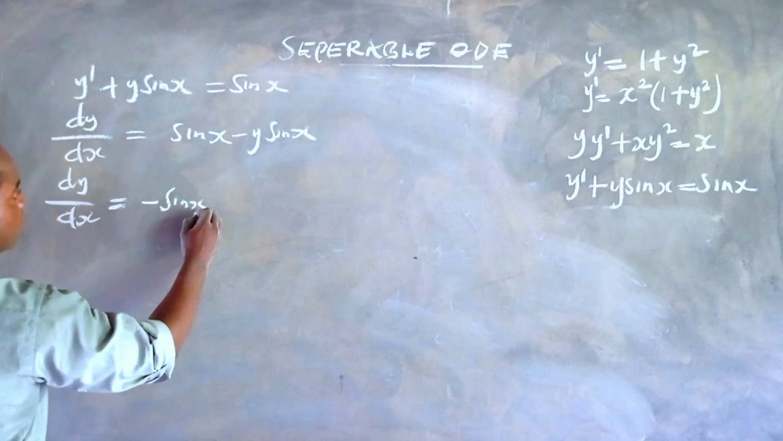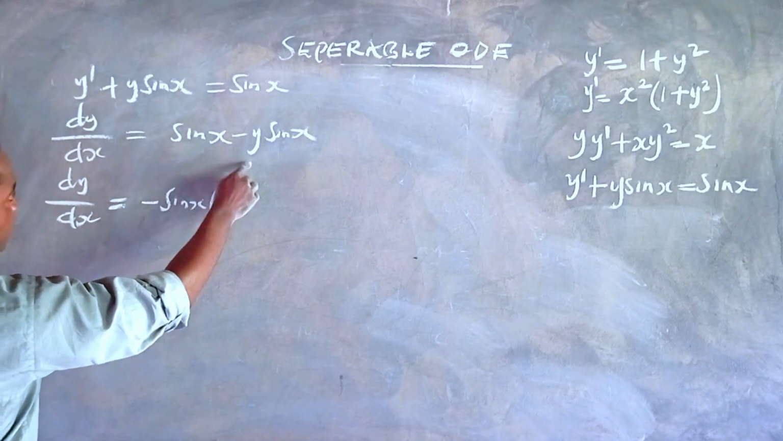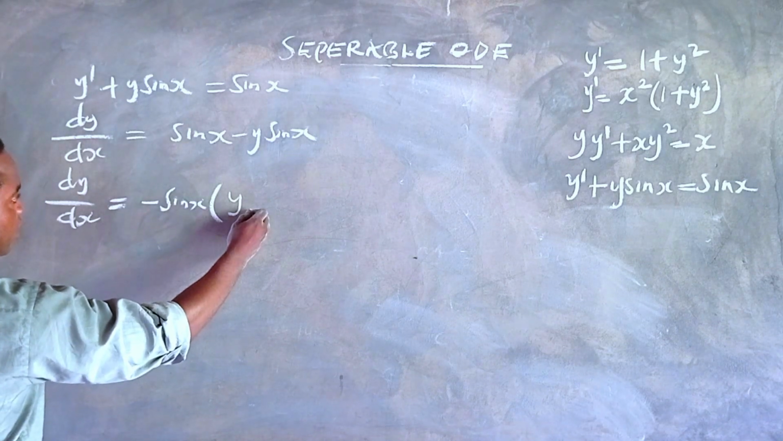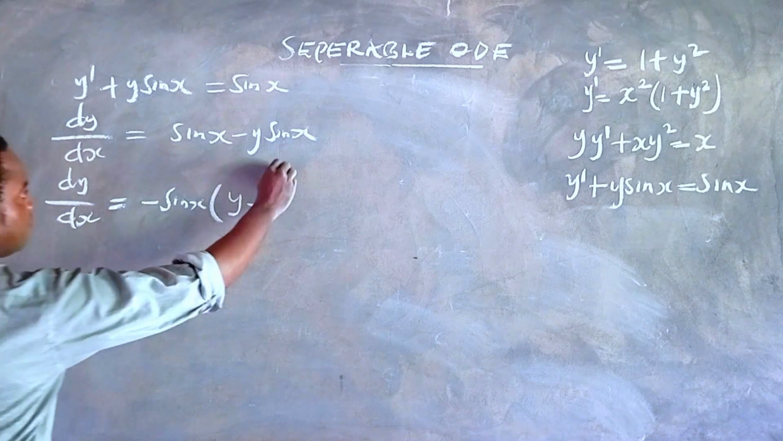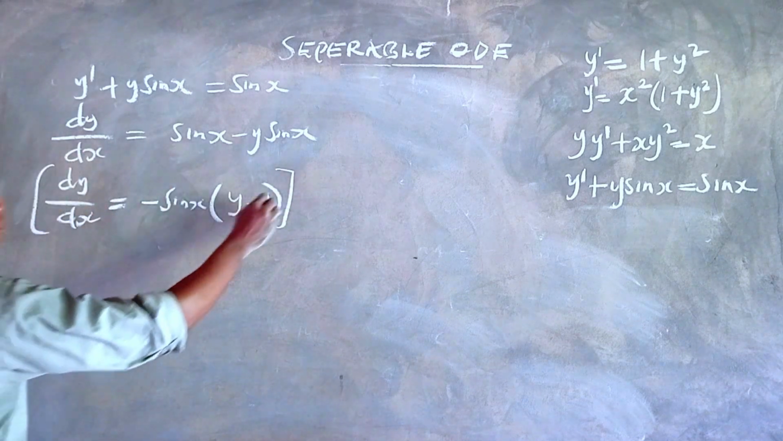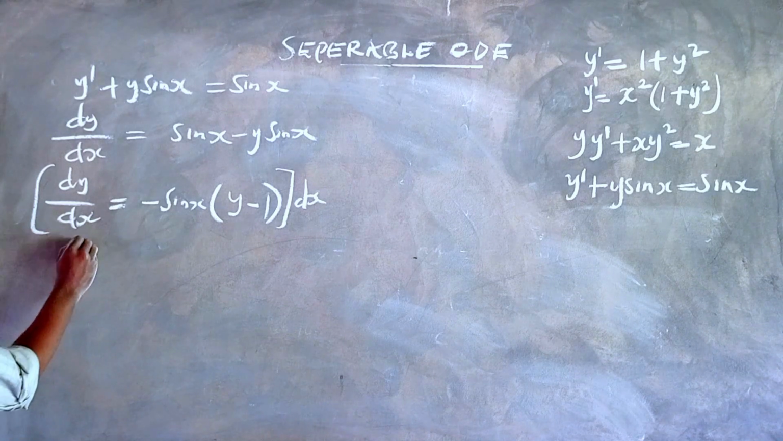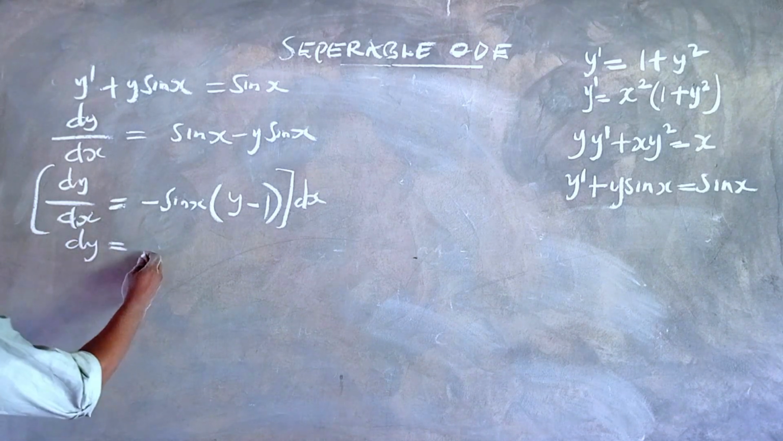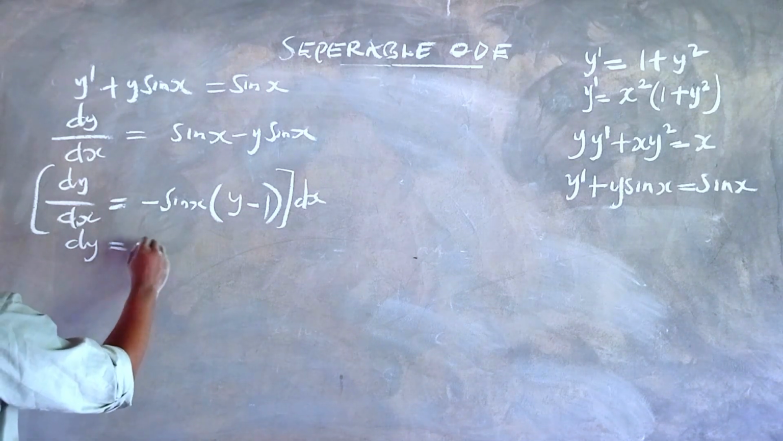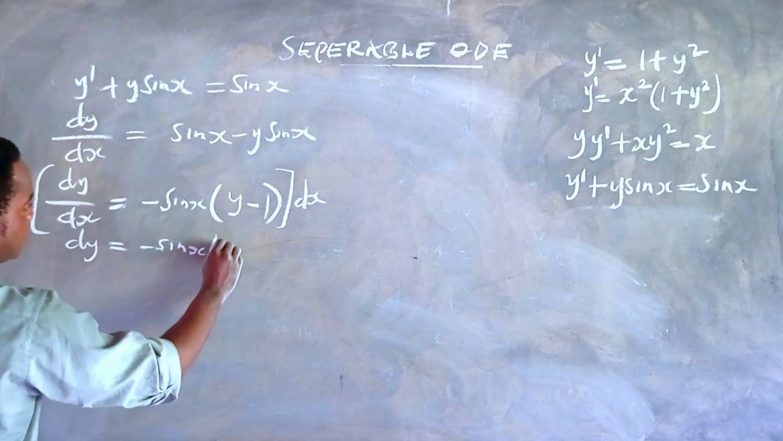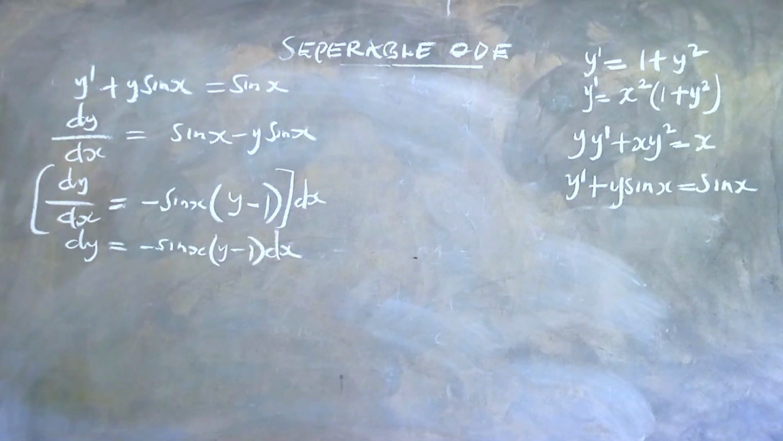So when we do that, the y we have there is going to be positive, right? And the 1 we need to multiply by negative sin x will be negative, so that we obtain a positive value. So at this point, we multiply both sides by dx, right? So that we can perform the separation. So we have dy equals negative sin x multiplied by y minus 1 multiplied by dx.